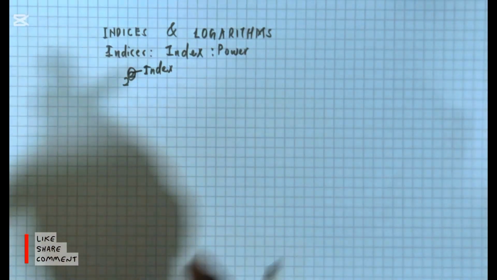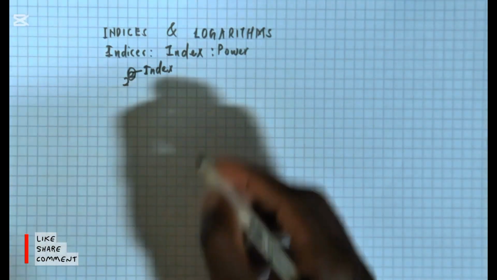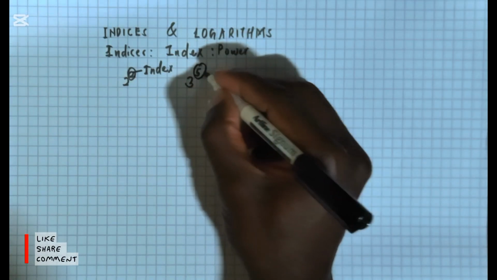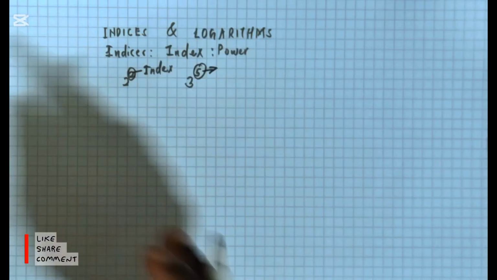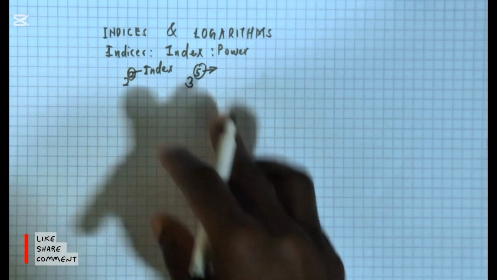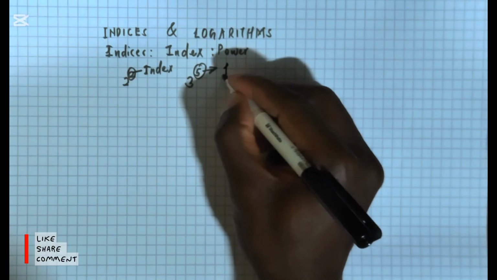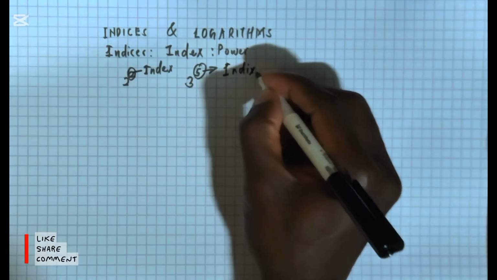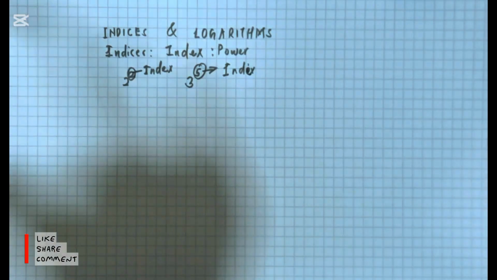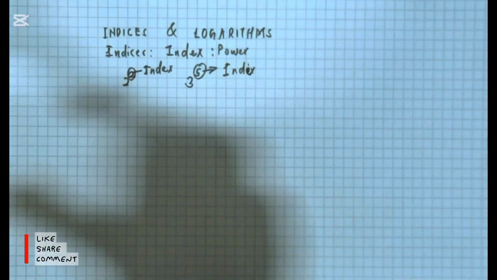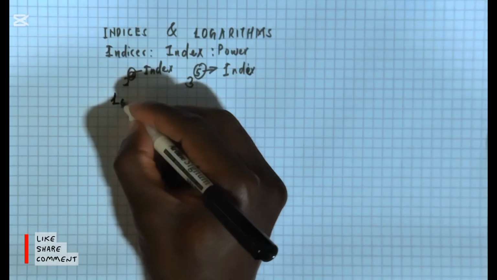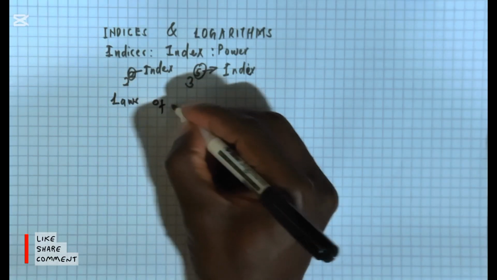We can also talk, let's say, of the number 3 raised to 5. The number that the base has been raised to is the power, and the power is what we call the index. If there are many, then we call them indices. In this class, we're going to focus on the laws of indices.